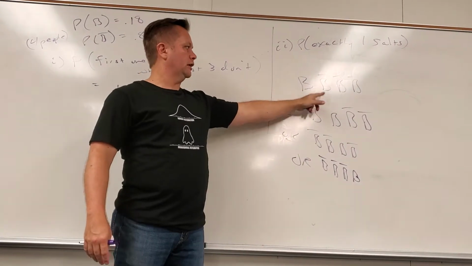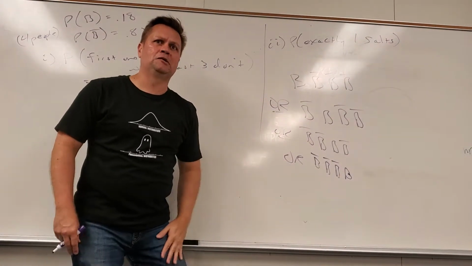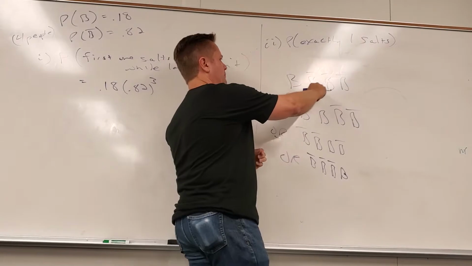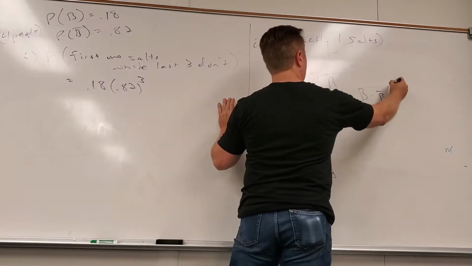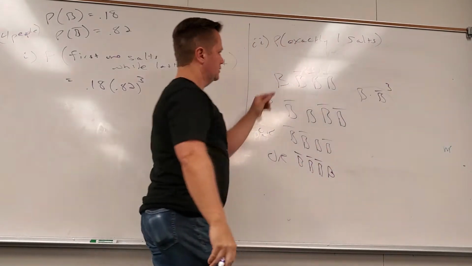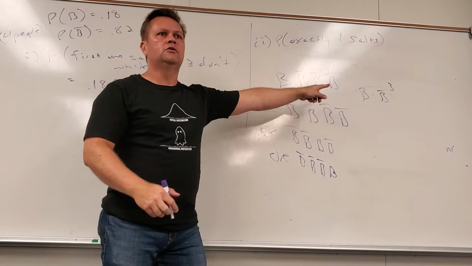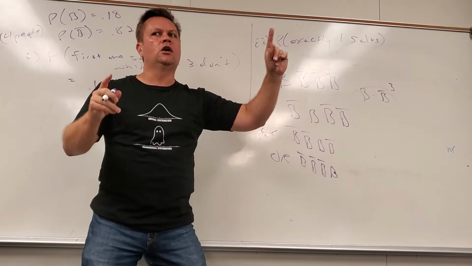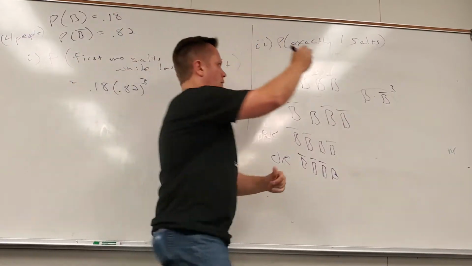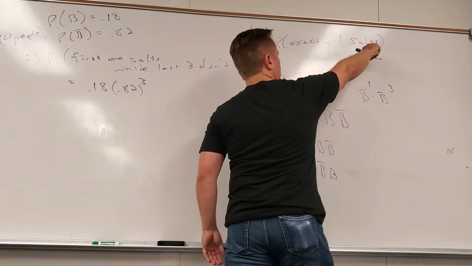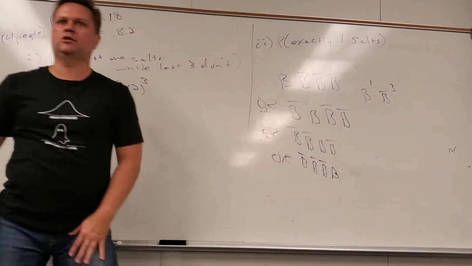So I'd have to figure out now, what do each of these look like mathematically? What is B times B bar, B bar, B bar? What's that? B times B bar cubed. Does any of them look different than that? Why does that make so much sense? Because they got one success and three don't. That makes so much sense.